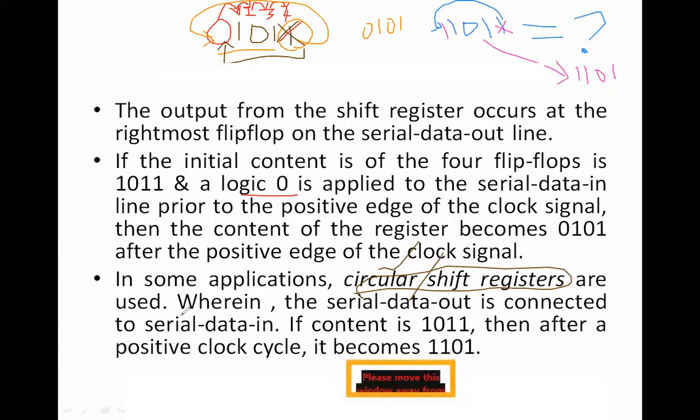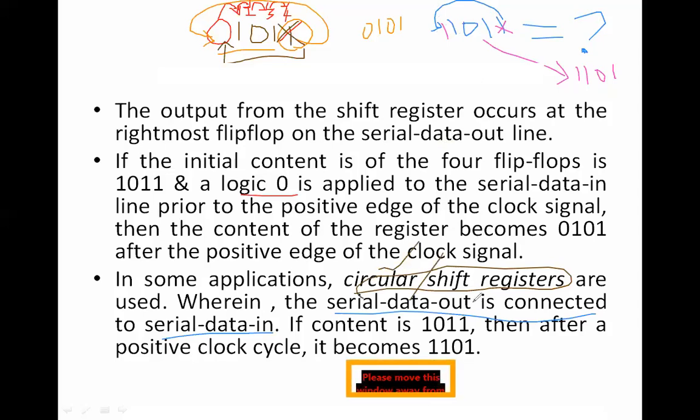Circular shift registers are used wherein the serial data out is connected to the serial data in. So this is the feedback that I'm talking about, where your serial data out is connected to the serial data in, which means part of the output is connected to the input. In that case, we are going to get an output wherein this bit is not lost and it comes and sits in the front.